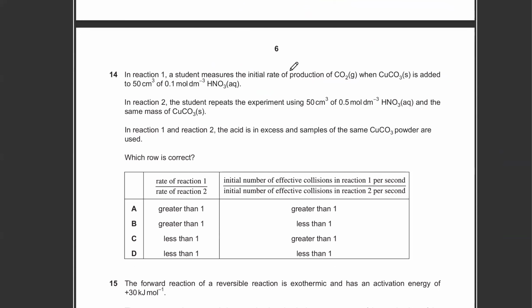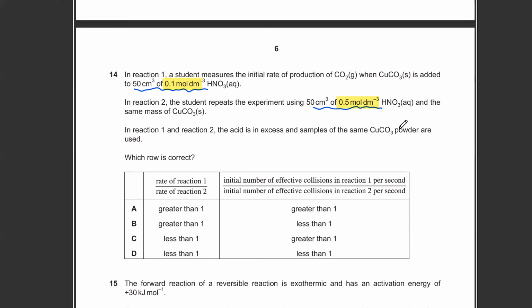I say in reaction 1, a student measures the initial rate of production of CO2 when CuCO3 is added to nitric acid. He didn't tell us whether it's excess or not. In reaction number 2, the student repeats the experiment using a higher concentration of nitric acid. So the previous reaction was that the concentration was lower, right? Over here, the concentration is higher. And he's using the same mass of copper carbonate. And he said the acid is in excess.